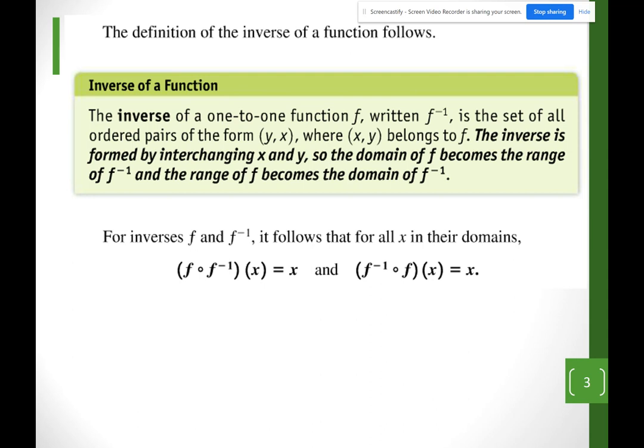It is the set of all the ordered pairs (y, x), where (x, y) belongs to f. All that this says is the x and the y values switch places. The inverse is formed by interchanging the x and the y, so the domain of f becomes the range of f inverse, and the range of f becomes the domain of f inverse. All right, with that said, when it is a one-to-one function, just change the values of x and y. And that is the inverse.